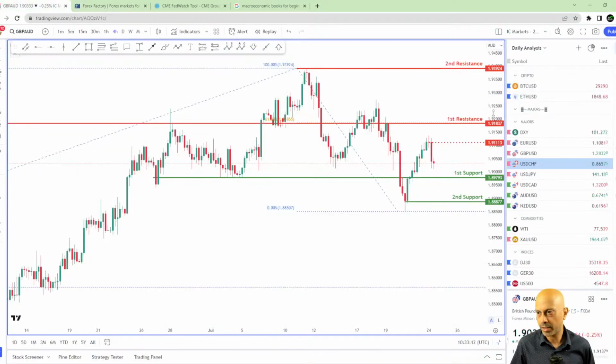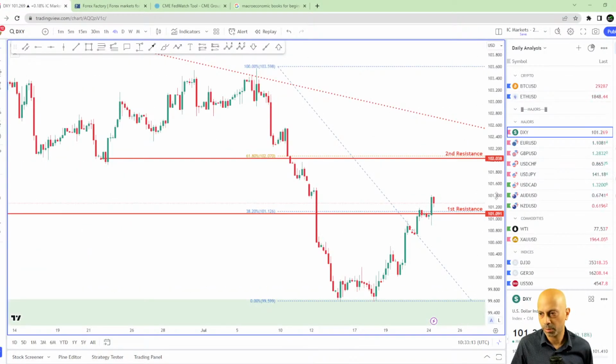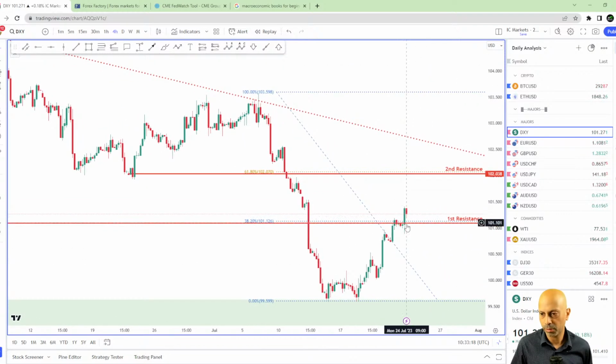All right, and let's take a quick look at what the dollar index is doing before we sign off. You can see after breaking through the first resistance at 101.10, price has run into resistance at 101.37 and started to pull back. Quite likely it could continue to fall towards what was previously the first resistance.